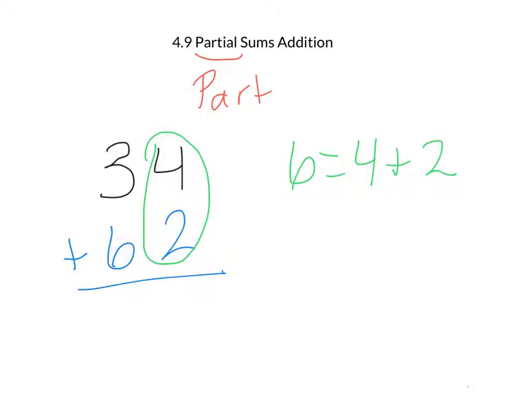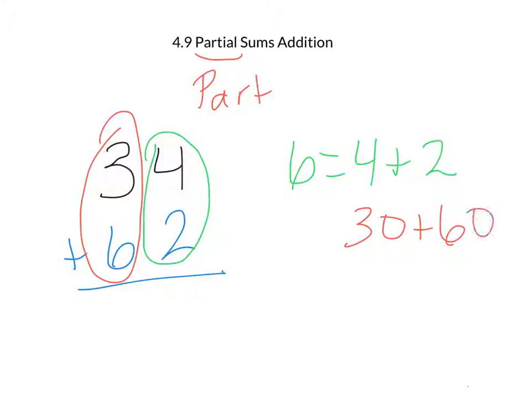We're then going to take the tens place. Now remember, this is not 3 plus 6, because if we did that, that would mean we have 3 ones and 6 ones. This is 30 plus 60. And when we do 30 plus 60, we get 90. So now we've got our two parts, our ones place and our tens place.